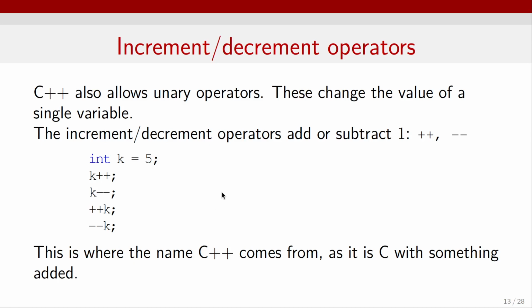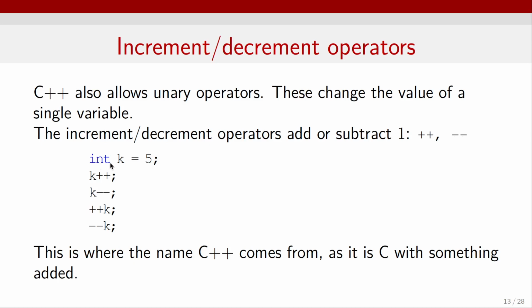In C++, we have certain increment or decrement operators. These are called unary operators, and they change the value of a single variable. That's why they're called unary. The increment or decrement operators, they add or subtract 1. So plus plus adds 1, and minus minus subtracts 1.